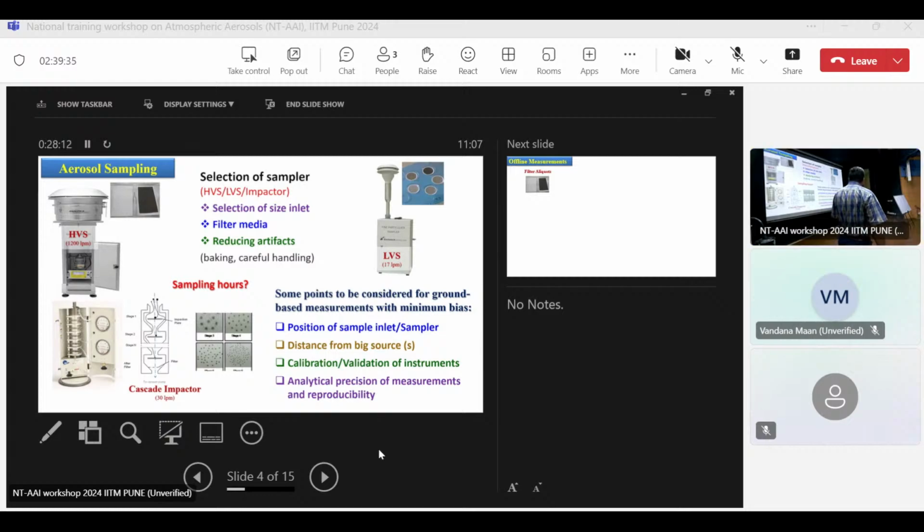Then calibration and validation of the instrument. When you calculate the mass in microgram per meter cube, meter cube is important here. That means you should know the flow rate. So from time to time, you check the flow rate of your sampler, so that you know that if you are saying you have 1200 meter cube, it is within 5% or so. And we will be talking about that in the upcoming slide. Okay.